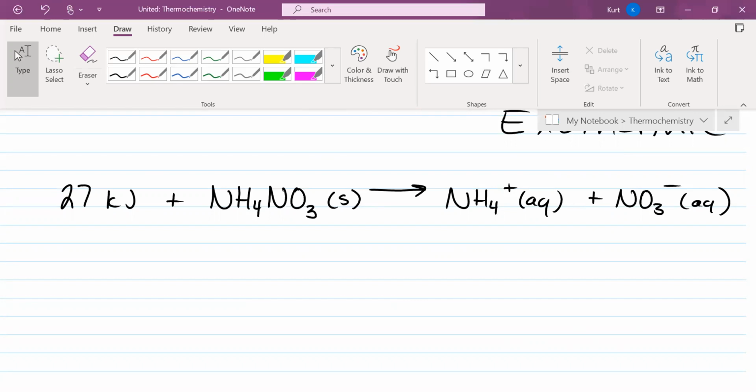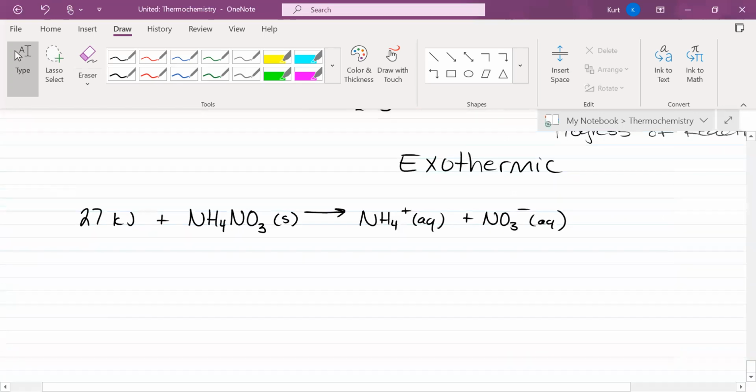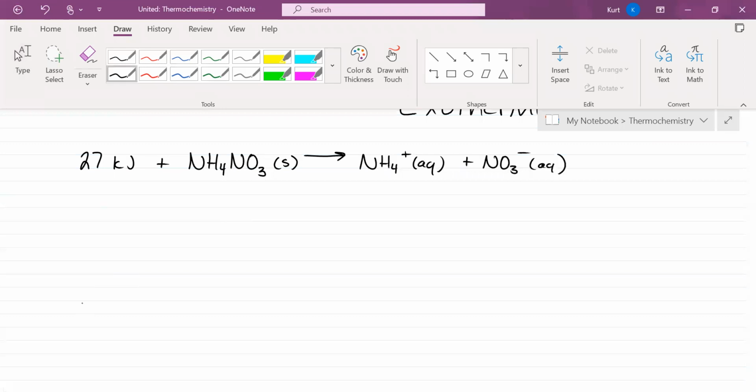Here's what the untaught person would think. I see 27 kilojoules on the reactant side. Clearly, the reactant side has more energy. No, no, no, no, no. That energy is going into the products. And so that's going to make the product energy level higher. Good. So here's how we would write this.